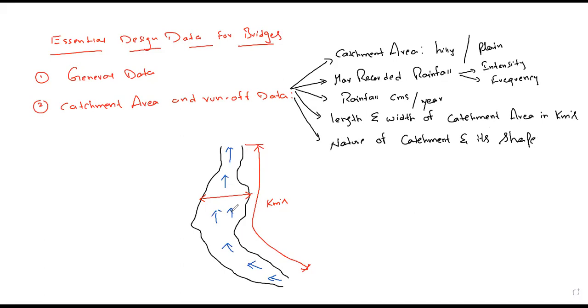What is the dry season? What is the monsoon season? What is the maximum capacity of this catchment area? What is the nature and what is the shape, whether it is straight or curved or inclined? That is how we should know the nature of the catchment and its particular shape. Understand? This is also one of the important items in catchment area and runoff data.